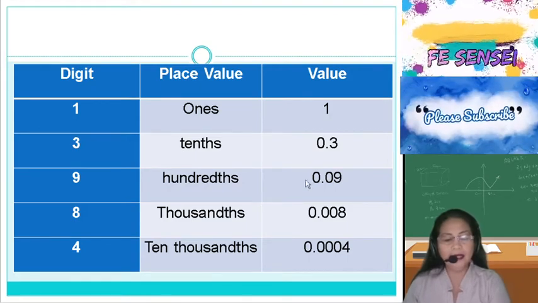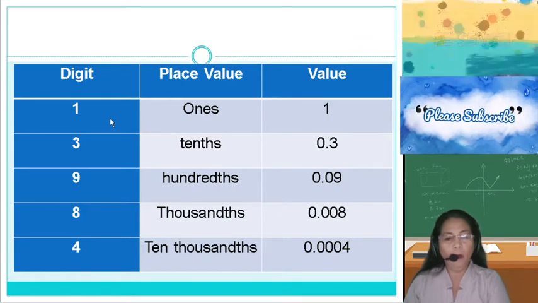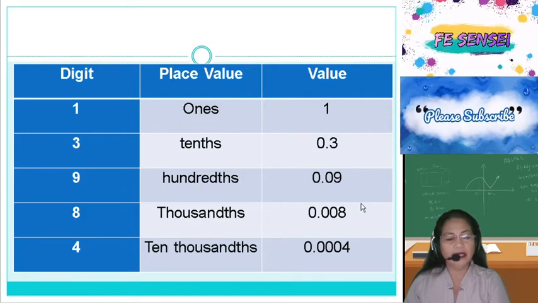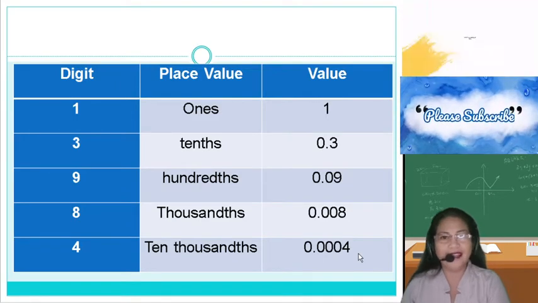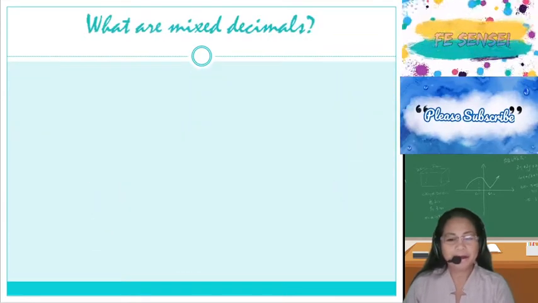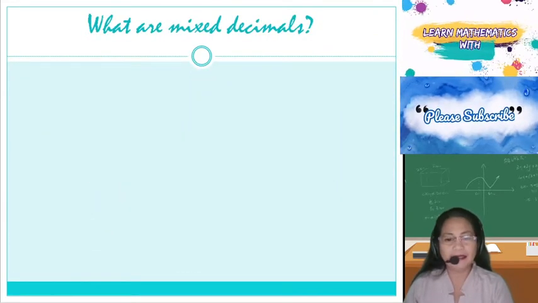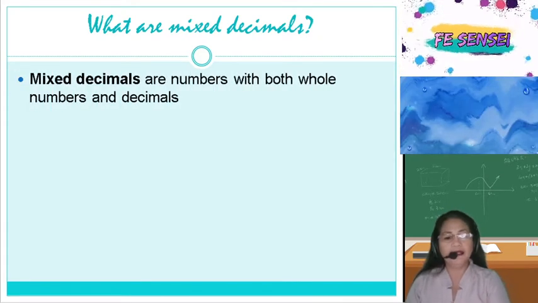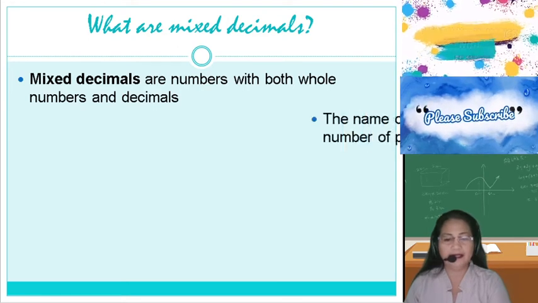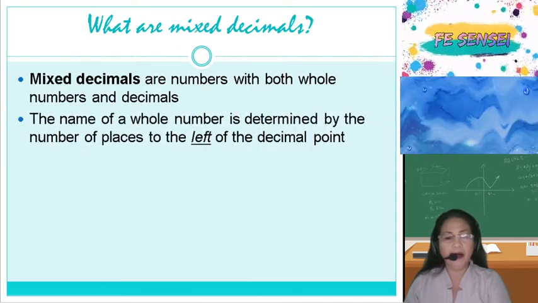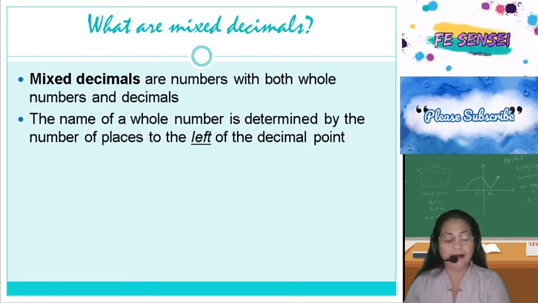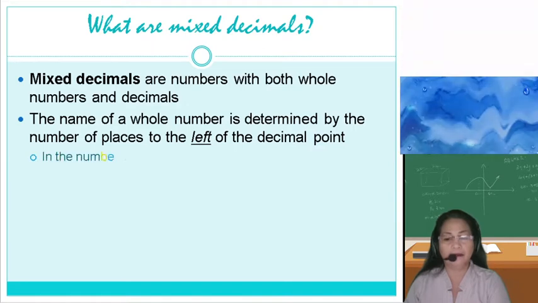So the number is 1 and 3,984 ten thousandths. What are mixed decimals? Mixed decimals are numbers with both whole numbers and decimals. The name of a whole number is determined by the number of places to the left of the decimal point.